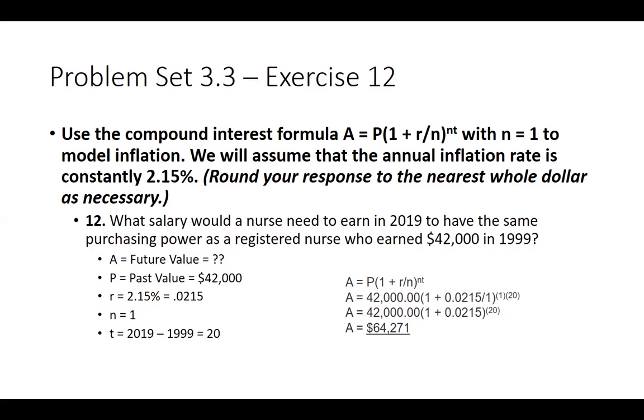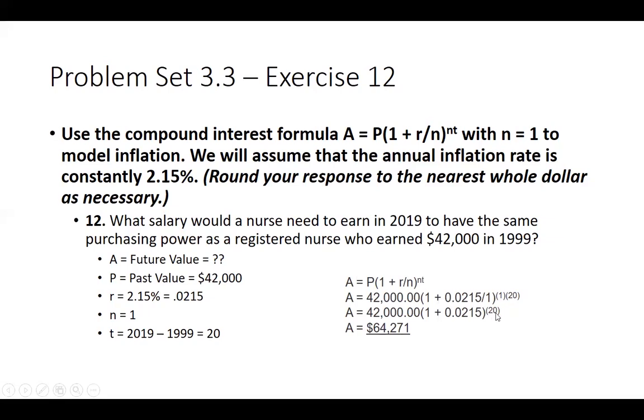So plug in what we know. P is 42,000, R is 0.0215, N in both places is 1, T is 20. Take care of the exponent, 1 times 20 is 20. Take care of the division, 0.0215 divided by 1 is itself, 0.0215. Add 1 to that, we get 1.0215.